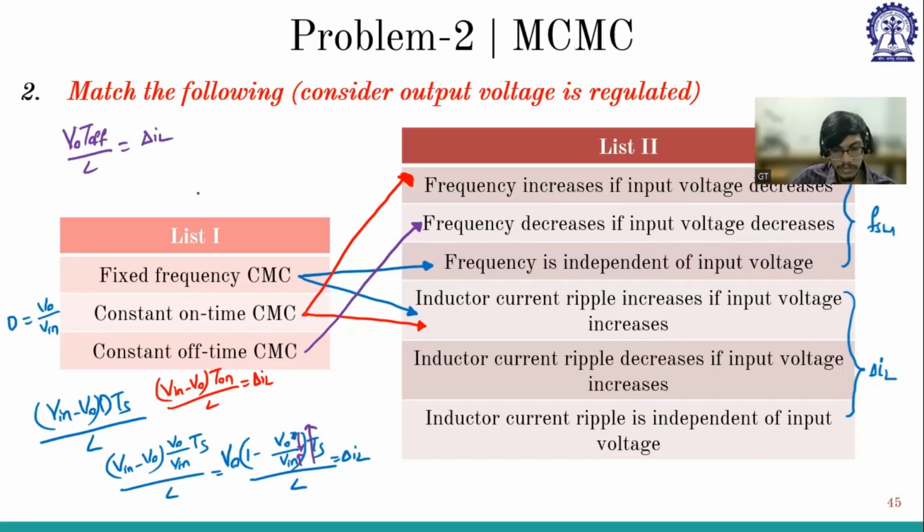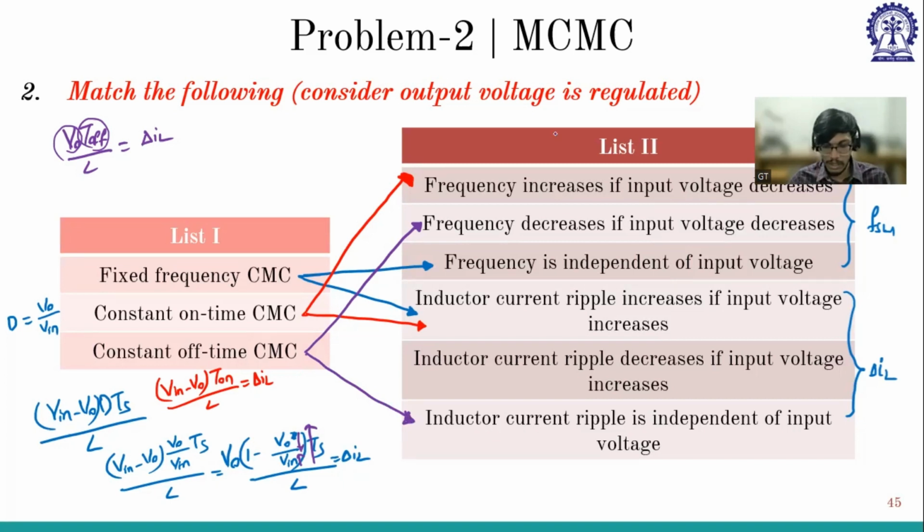Yes, sir. So V naught is constant, T off is constant. These are the same only. So it will be independent of the input voltage, which we have observed here. So this is the relation between them.